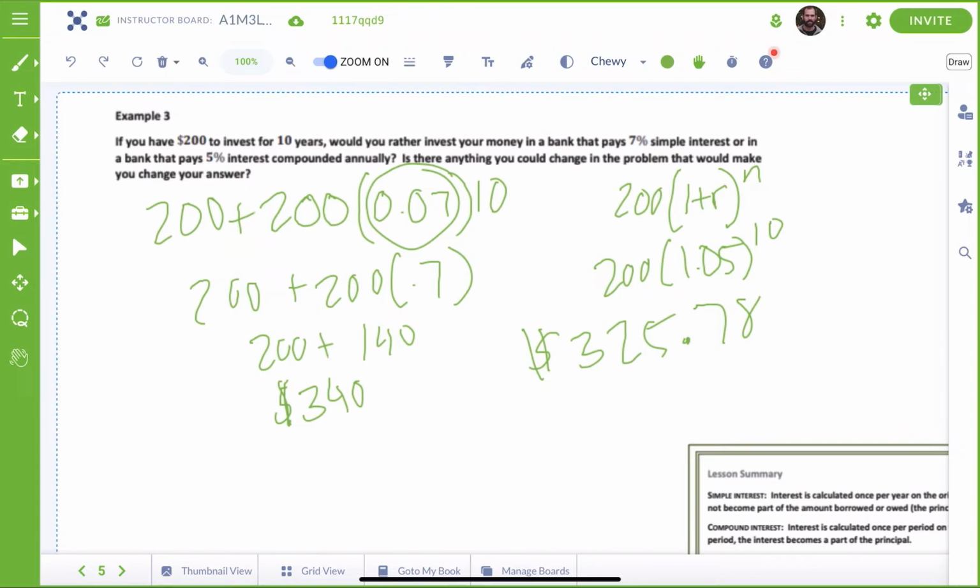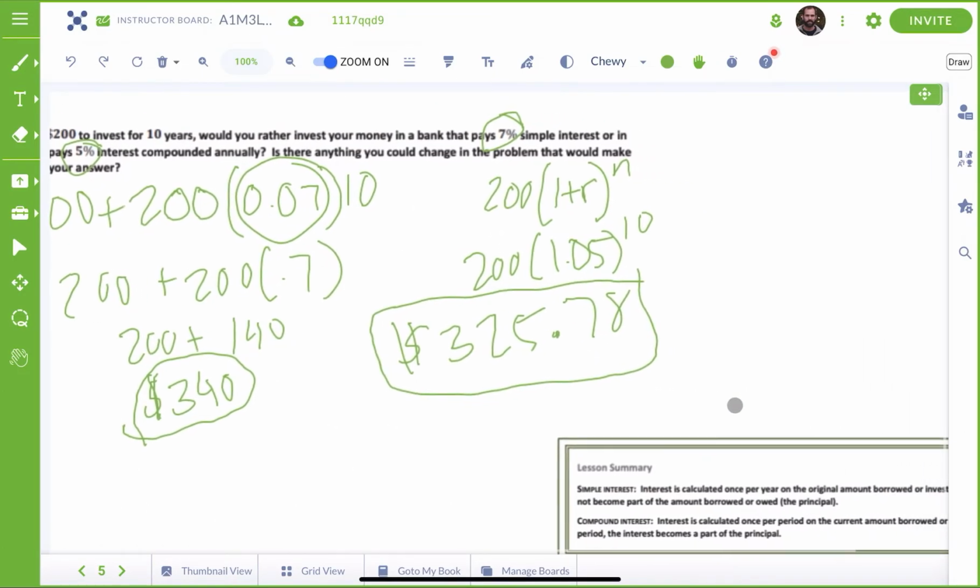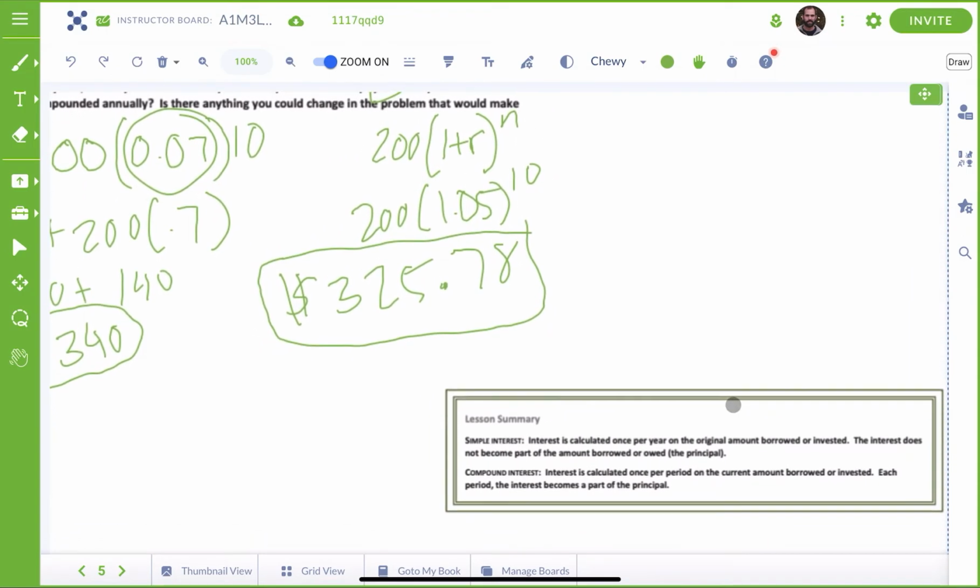So what would you rather do? After 10 years, you're still going to have more money with simple interest because of the interest rate. Here, even though it's compounded annually, it's only at a 5% rate, and you're not going to have as much at the end of 10 years. Okay, so let's look at the lesson summary again. It says simple interest is calculated once per year on the original amount borrowed. That's all that you're getting interest on.